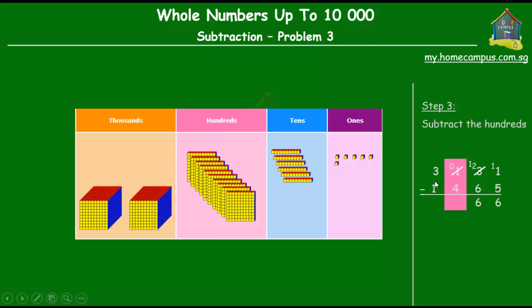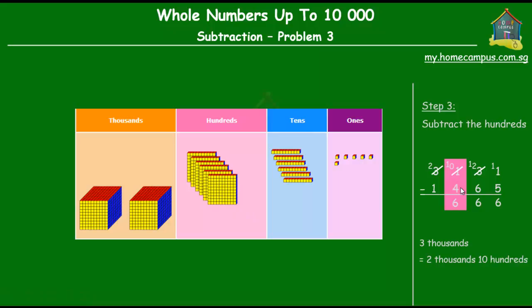Okay, now if you go back to the working here, we had 3 thousands, we borrowed 1, we were left with 2. So in the thousands column, we have 2 thousands left. Okay, so we write down 2 here, and we borrowed 1,000. So altogether now we have 10 hundreds. Okay, now we subtract 4 hundreds from 10 hundreds, and what do we get? Well, we get 6 hundreds. So there you go. On the place value chart, you can see there are 6 hundreds left.